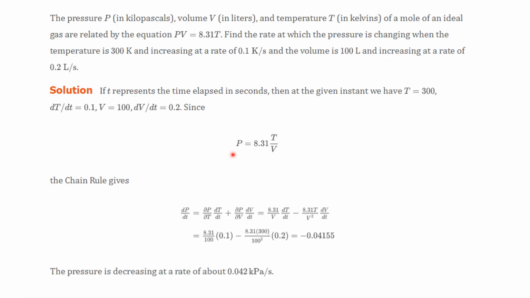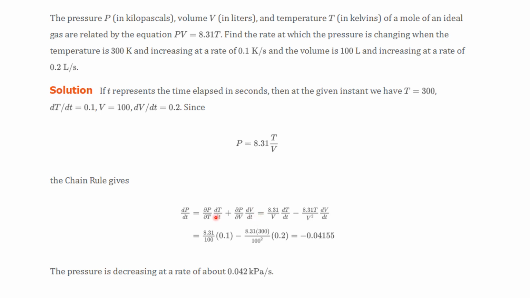Okay, so we're going to solve for P, and we get 8.31 T over V, and now we're going to do the chain rule. Now realize that both of these things are functions of time. So the derivative of P with respect to time is going to be the partial of P with respect to T times the derivative of temperature with respect to time, plus the partial with respect to V times dV/dt.